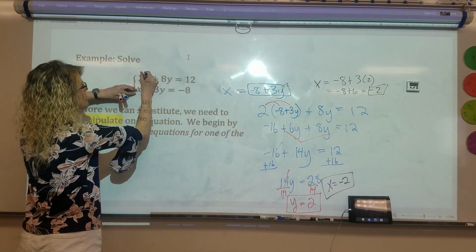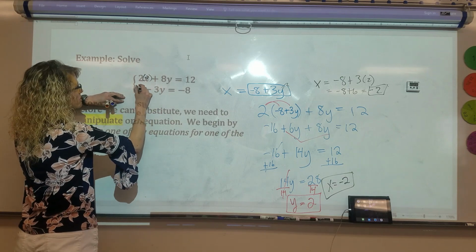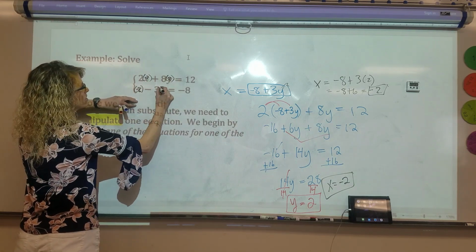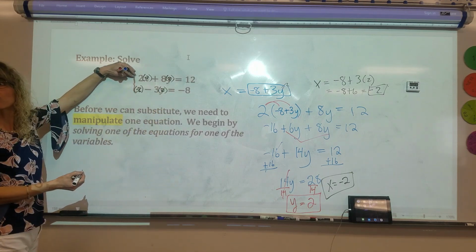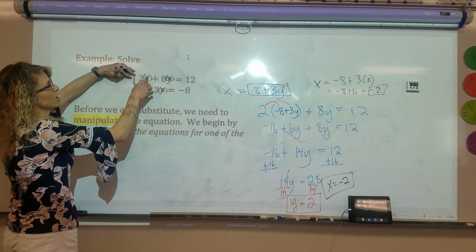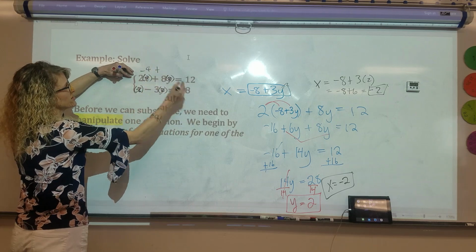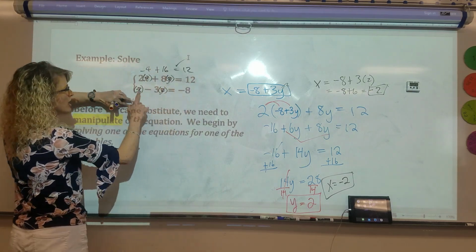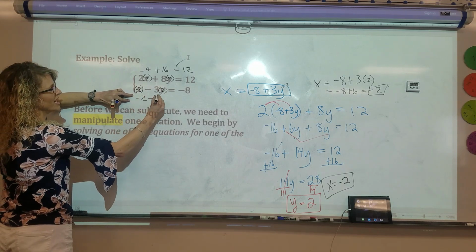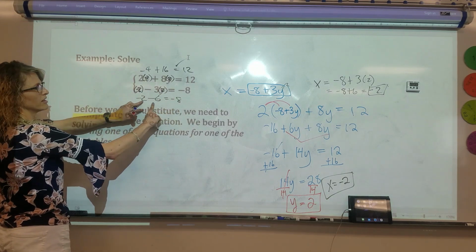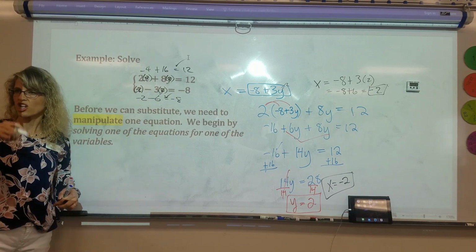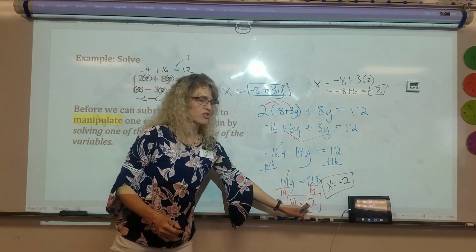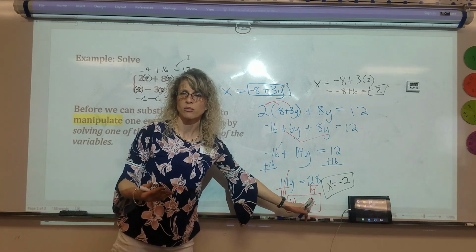So if I let x be negative 2, and I let y be 2, are these equations true? Is negative 4 plus 16 equal to 12? Oh yeah, that one worked out. How about this one? Negative 2 minus 6, is that equal to negative 8? Yeah, that worked out too. So we say check. I got it right. So we know beyond any shadow of a doubt we got the right answer. So do that on your test and in your homework. You can check it to make sure it's right.